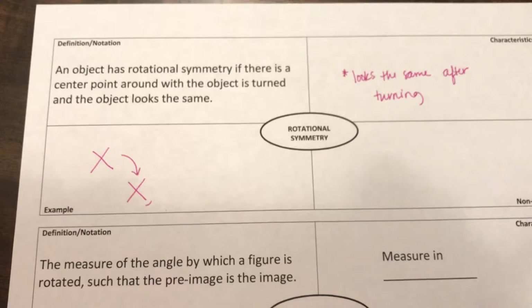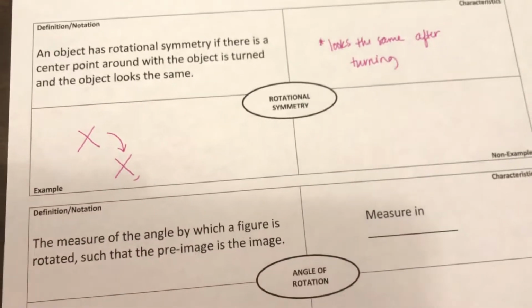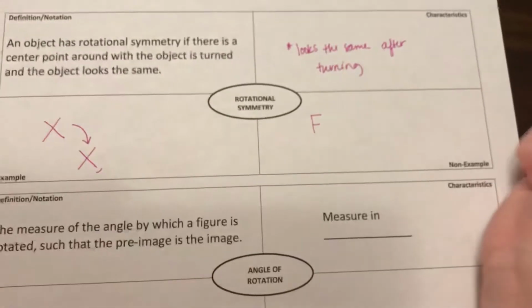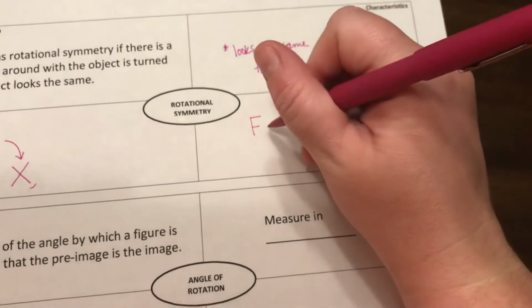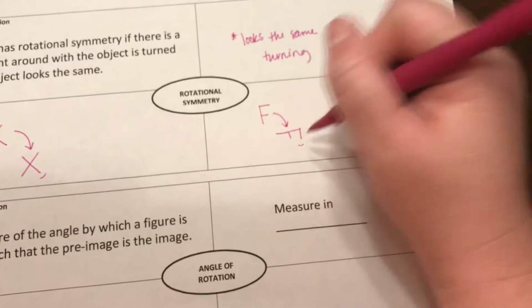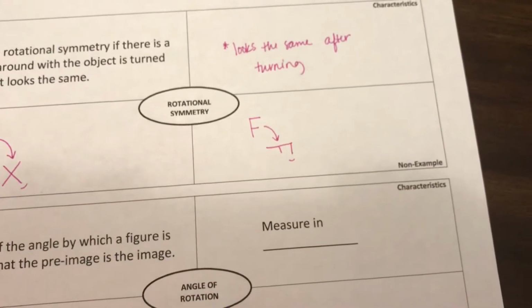Okay, so that's something with rotational symmetry. Our F does not have rotational symmetry. When you turn it, it does not look the same, unless you turn it 360 degrees, and that's just not considered rotational symmetry.